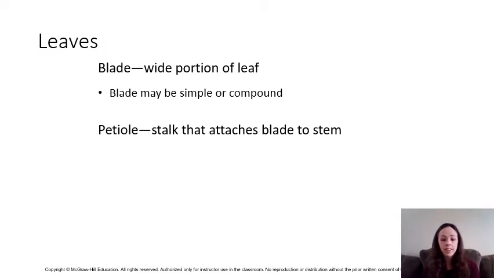The anatomy of the leaf includes the blade, which is going to be the wide portion of the leaf. The blade may be simple or compound. And then at the base of the leaf is going to be the petiole, which is the stalk that attaches the blade to the main stem of the plant.